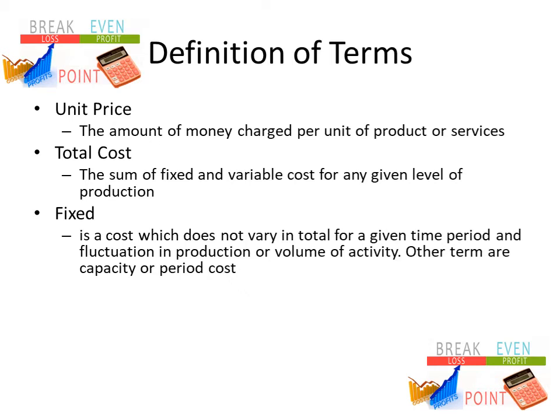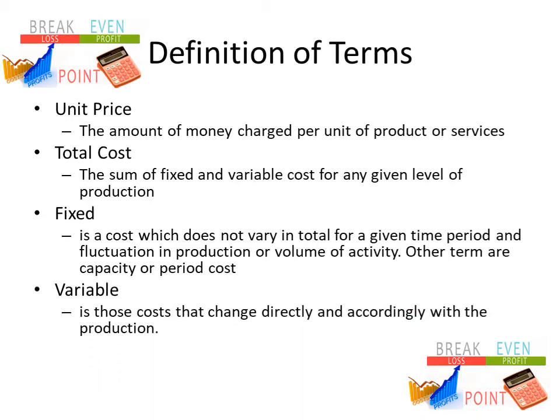Next, fixed cost. We already defined fixed cost in our production concept, but just to refresh you, I'll also put the link below. It's the cost which does not vary in total for a given period of time despite fluctuation in production or volume of activities. Other terms are capacity or period cost. Take note that fixed cost sometimes has a maximum capacity. If you reach the maximum capacity, then you would probably need an additional warehouse or additional machinery. But normally, if we do not exceed the ideal capacity, it would remain fixed whatever number of units we produce, even if it's 1 or 100.